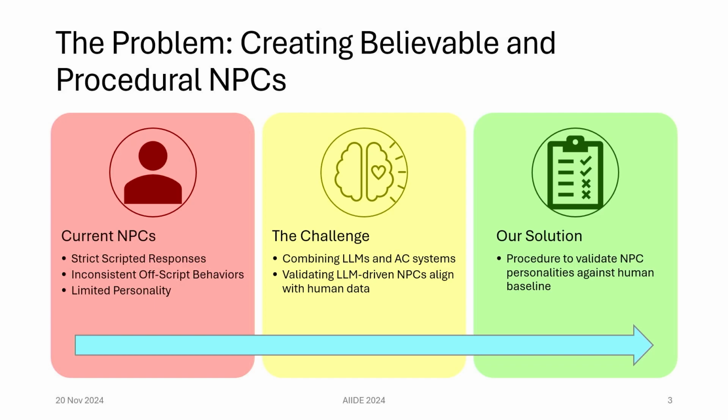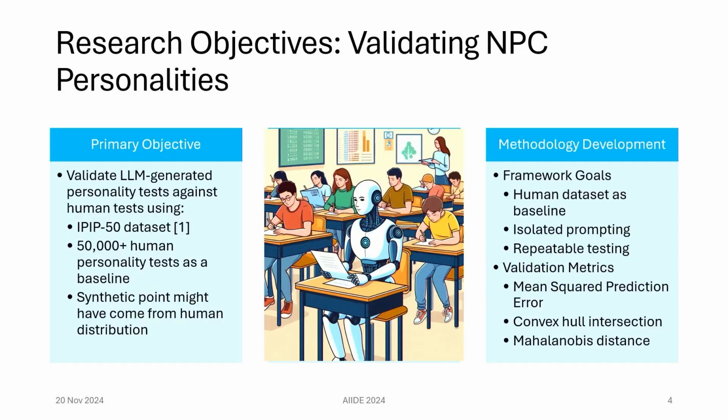The solution I came up with was a procedure to essentially validate the large language models and effectively test them against human data. How I went about this is essentially giving a large language model a personality test to complete. In particular, I used the IPIP-50 from the International Personality Item Pool, originally having about 1 million records. The main point we wanted to focus on was making sure that these synthetic points could have potentially come from the human data. We're not trying to say that the LLM is going to match the human data exactly. We're just trying to see, could it potentially come from that distribution?